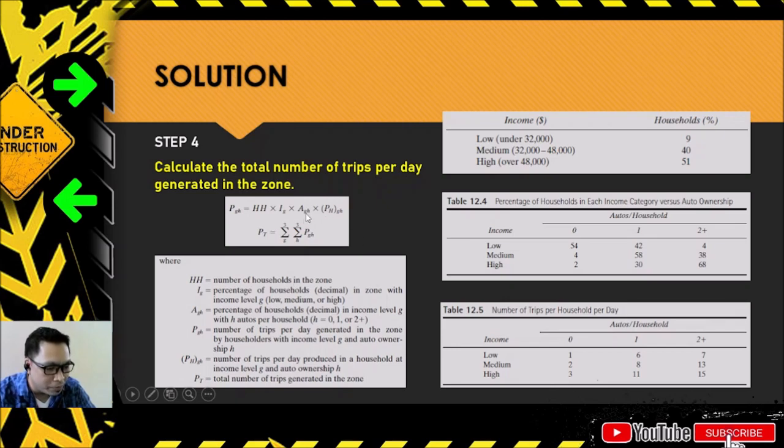Then next we have the parameter for the percentage of households, in decimal, in income level with H autos per household. So A is the percentage of households in the income level that own autos. Then we have PGH, the number of trips per day produced in a household at income level G and auto ownership. So this one is right here.